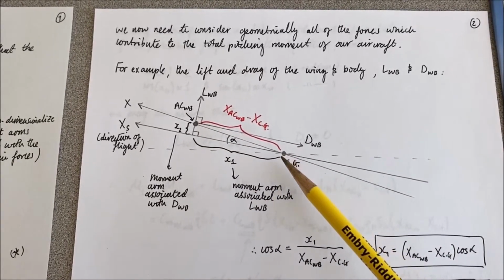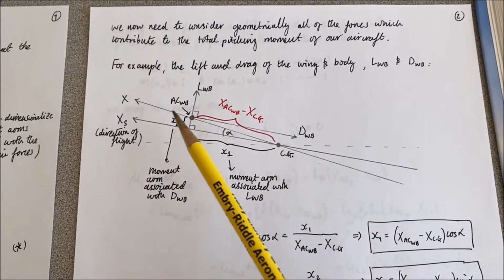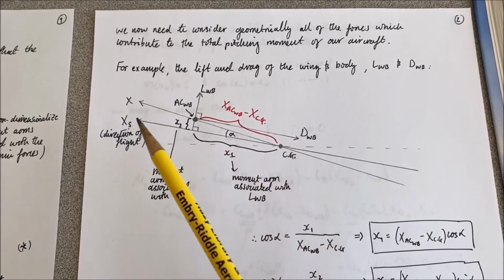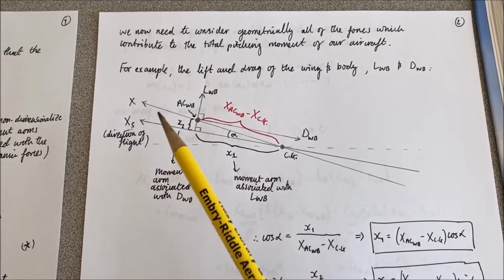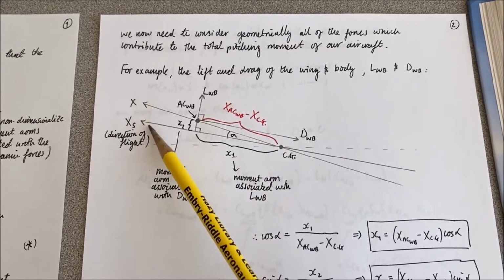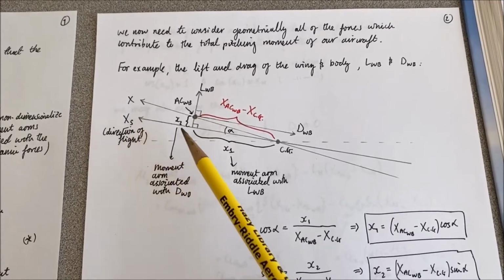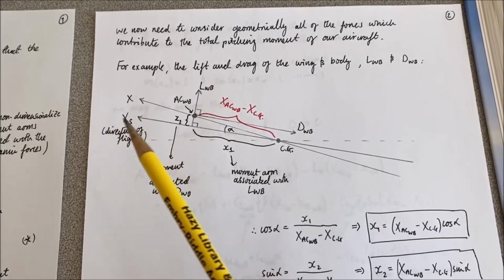So on here I've got the original body axis, x-axis, drawn, and the new stability x-axis, which is going to be our direction of flight, right? So remember that this is this, but converted for angle of attack. So it's adjusted for angle of attack. So x_s is going to be our direction of flight, or the direction of the free stream velocity, right?